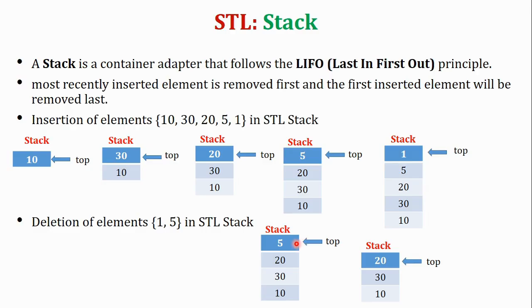What is the next value? 5. Similarly, we are going to delete value 5. So now it will automatically deallocate the memory space. Now the pointer will be decremented. Then it will point to the next element, that is 20. So likewise, we can delete elements from the top of the stack.